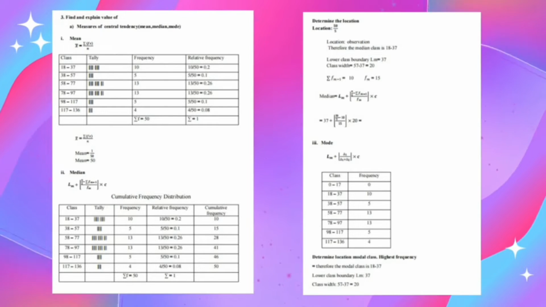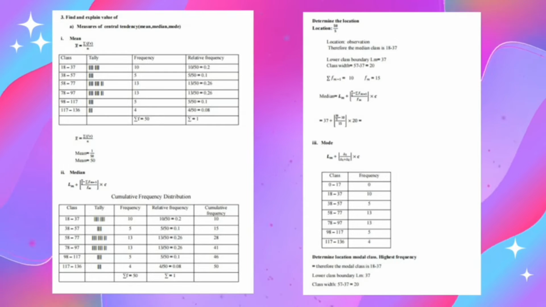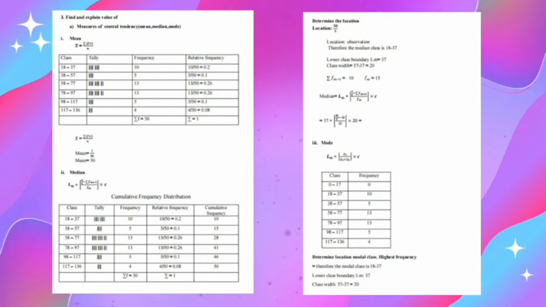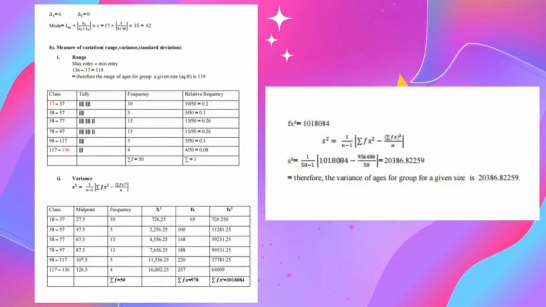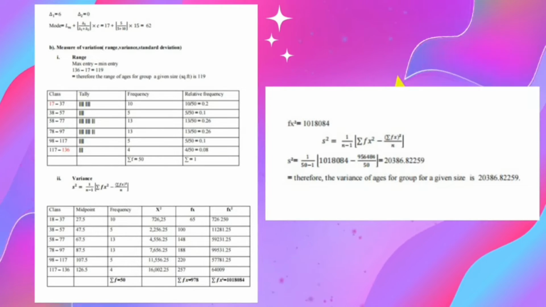And the third is the mode. Start with classes 0 to 136, and frequency starts with 0 and the last is 4, but the highest number is 30. To determine the location, the mode class is the one with the highest frequency. Therefore, the mode class is 18 to 37, and the lower class boundary is 37, the class width is 57 to 37, and the total is 20. And the total count for the mode is 62.